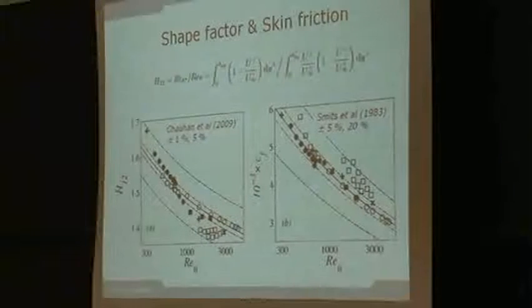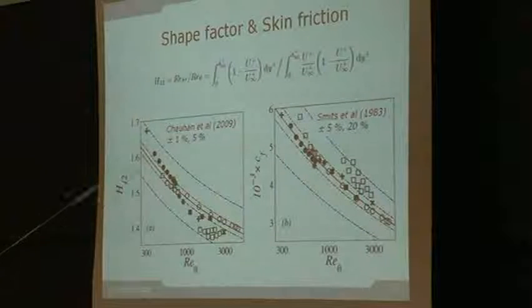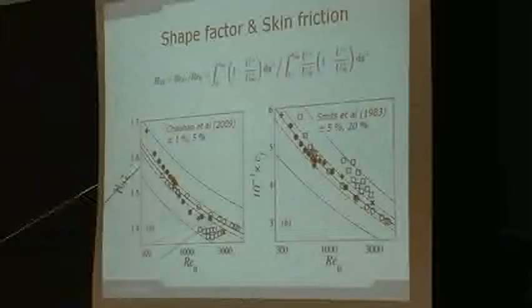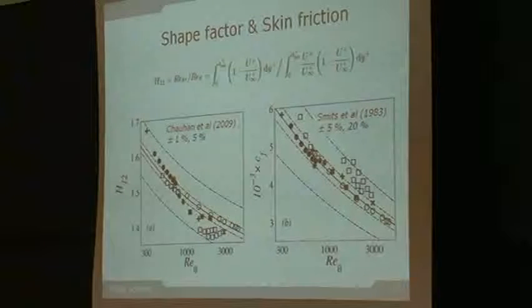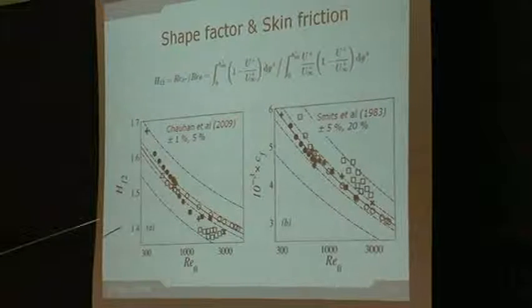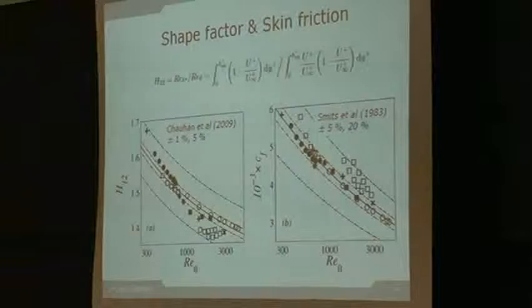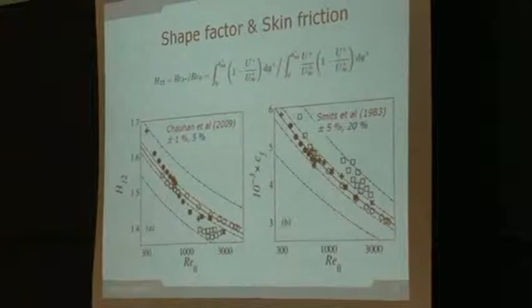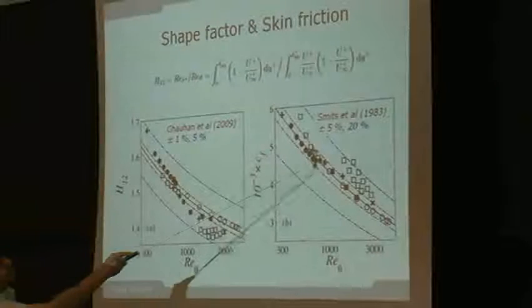But it's arbitrary. Now, if we just look at how well these various DNSs agree with each other, we see that, in the end, it's actually fairly good. Everything more or less lies within 1 to 2% for the shape factor and for the skin friction coefficient here.